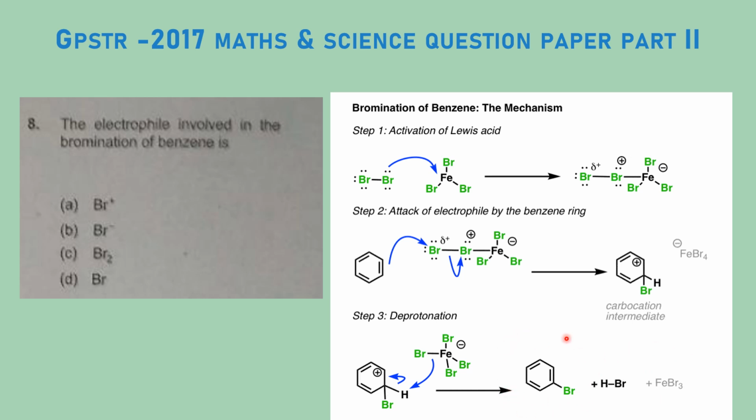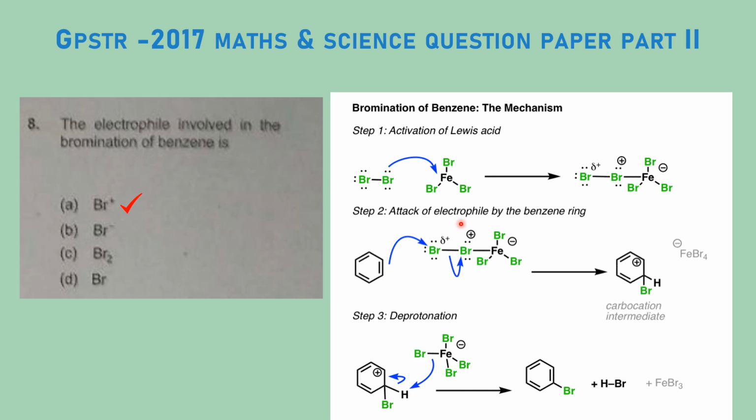Then you will get aromatic benzene because you have 3 pi bonds here. Then one bromine atom is attached to this benzene ring. Therefore here we can give the name bromobenzene. This is an example of an aromatic compound. Therefore the correct answer for this question is: the electrophile involved in the bromination of benzene is Br plus. Here this is the mechanism of bromination of benzene.